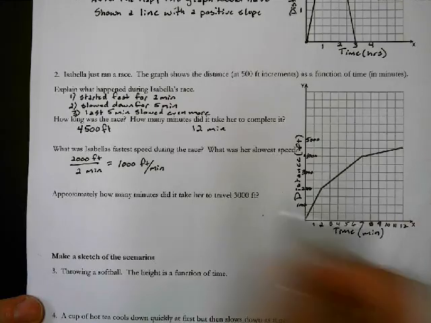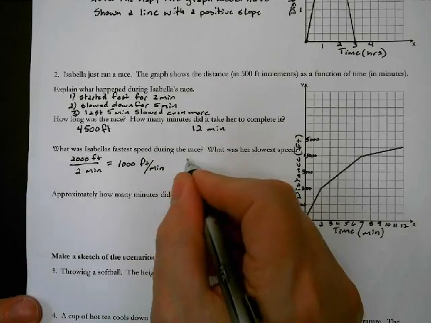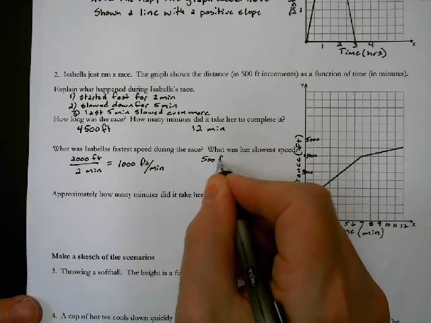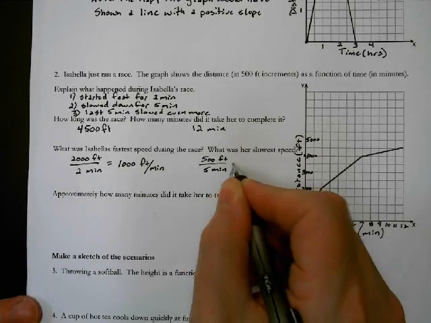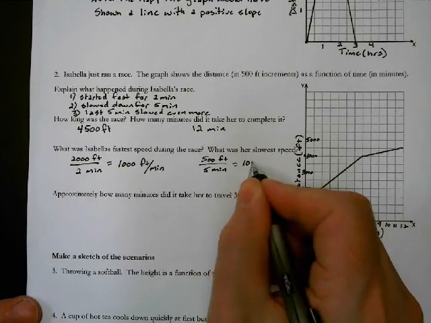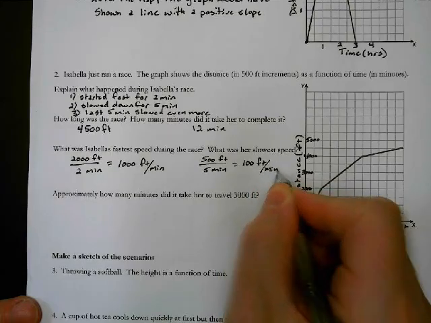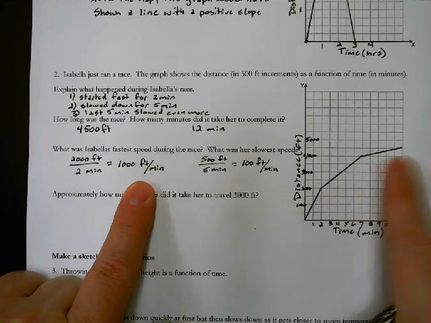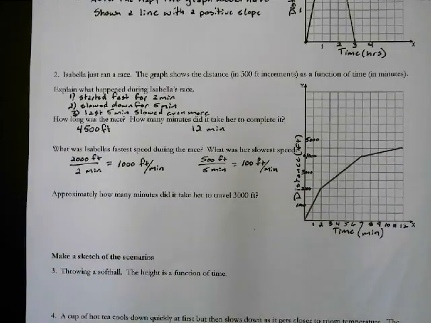Maybe she twisted her ankle or something. Let's give her the benefit of the doubt. She got hurt. So we got the slowest part of the race. She did 500 feet in 5 minutes. So as a unit rate, that would be 100 feet per minute. So she was going 10 times as fast over here, and she really slowed down. Yeah, she must have hurt herself. There's no way. Or she just started off too fast.